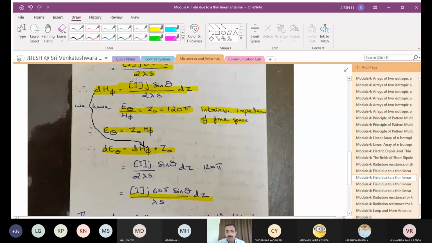We have not done too much here, just used the relationship of E theta, H phi and Z naught, substituted dH phi in the equation and simplified it to get I j 60 pi sin theta by lambda s into dz. We are now discussing the far field components of a thin linear antenna. So as of now we got dE theta is equal to I j 60 pi sin theta divided by lambda s into dz.